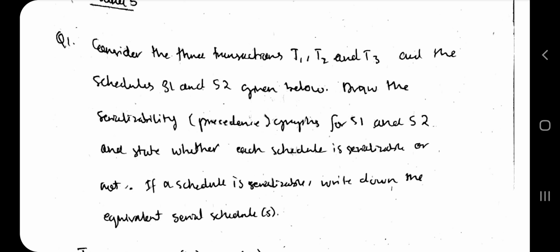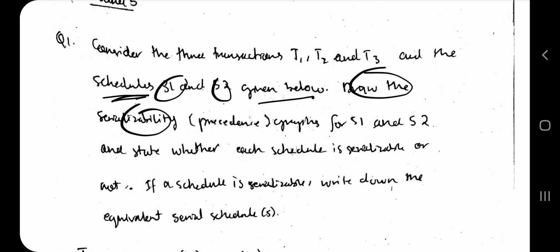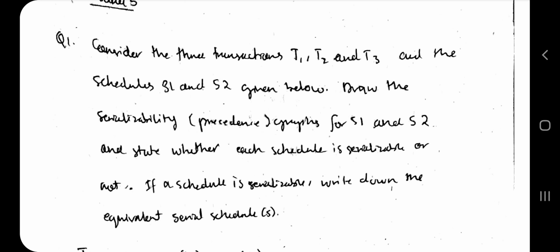So what is the question which is given to us? Observe carefully here. Transactions T1, T2 and T3. How many transactions are there? 3 transactions. How many schedules are there? 2 schedules are given below. Draw the serializability graph for S1 and S2 and state whether each schedule is serializable or not. What we mainly have to do is check whether it is serializable or not. Serializability can only be applied to schedules, so we have to check whether S1 and S2 are serializable. How do we check that? We will consider one at a time, S1 first. So S1, what do we have?